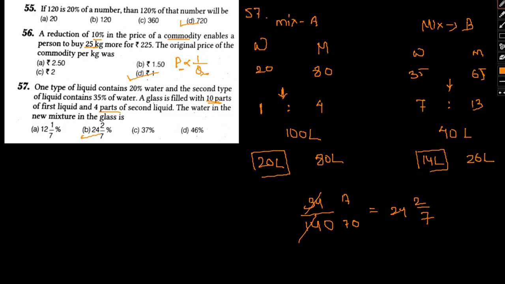So I hope this is clear, because there's only one option that lies in this range. No need to go and calculate the entire thing. It'll just make it more lengthy. So just go with the approximation method. So 24 2 by 3%.